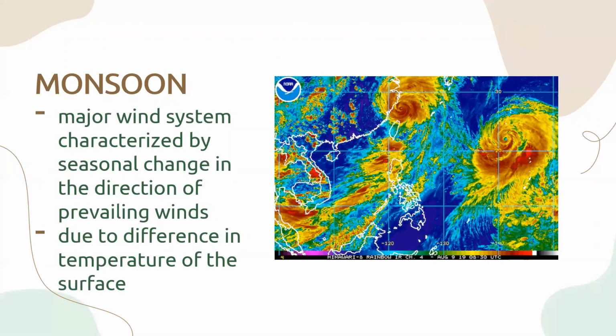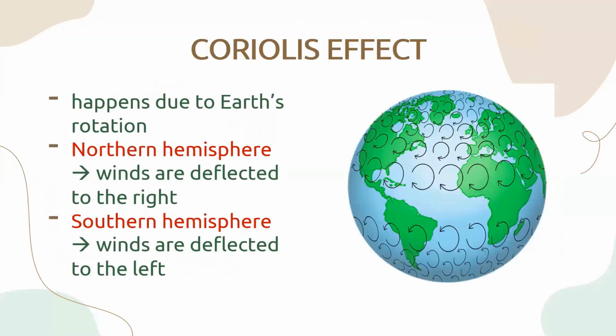Monsoon is a major wind system characterized by seasonal change in the direction of prevailing winds. It occurs due to difference in temperature of the surface. Monsoons are also influenced by Coriolis effect. It occurs due to Earth's rotation. What happens is in the northern hemisphere, winds are deflected to the right. On the other hand, in the southern hemisphere, winds are deflected to the left.